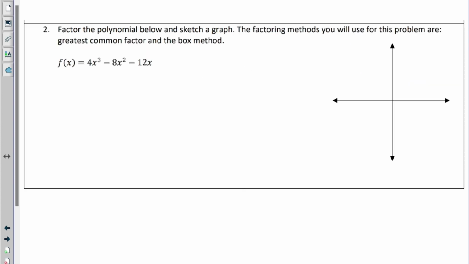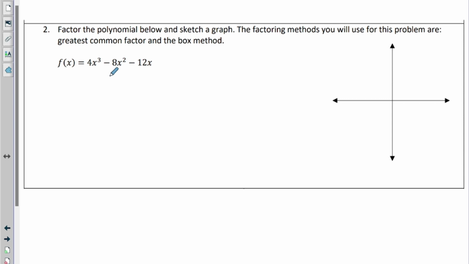Okay, next one. So this one we have to factor it again. But they say greatest common factor and box method. Box method, I think this is Mrs. Mueller's way of saying the normal way, right? We can do this with the area model. So let's do it. Let's pull out a greatest common factor. So let's find what's in common between each of these things.